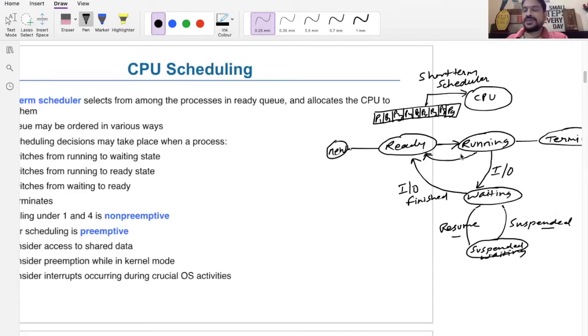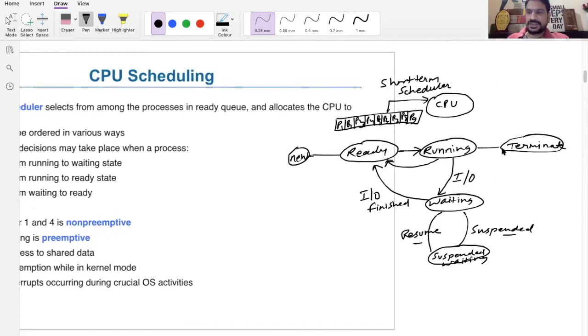But who will give control to the dispatcher? So the short-term scheduler will give control to the dispatcher. The short-term scheduler will decide which particular process has to be picked up from the ready queue and put into the CPU. If a process is in the CPU, it means it is running. So this is about the scheduling.